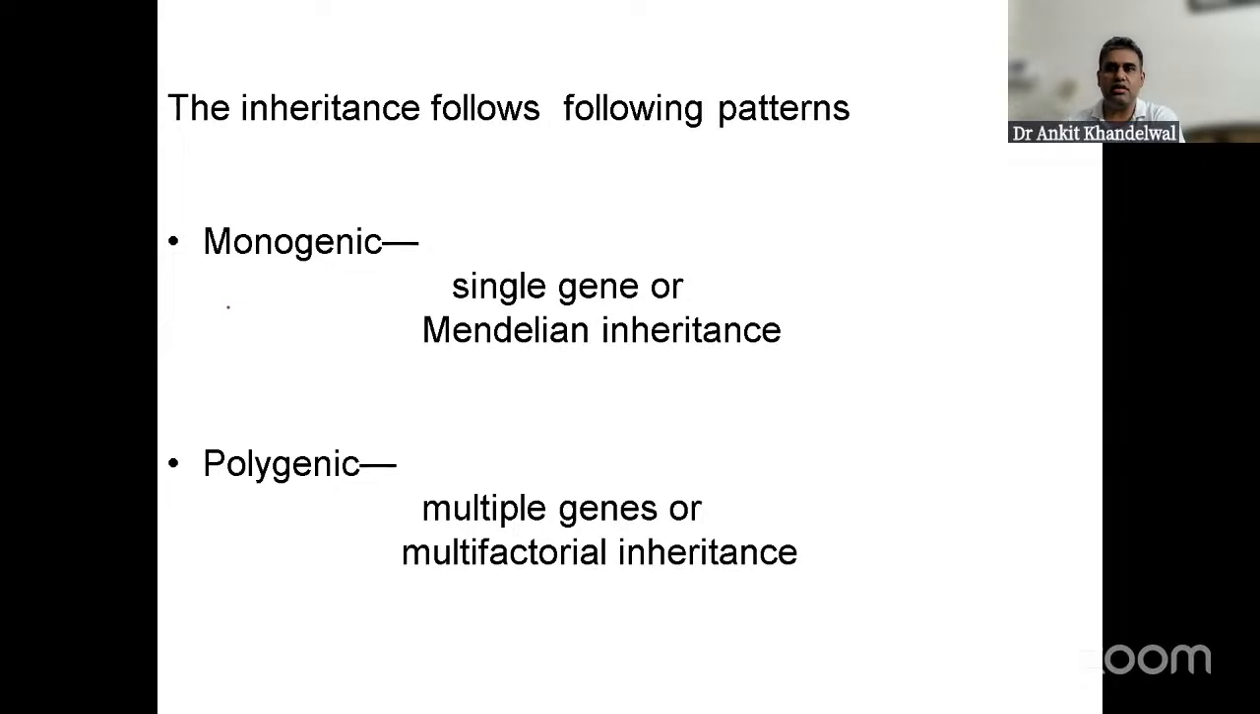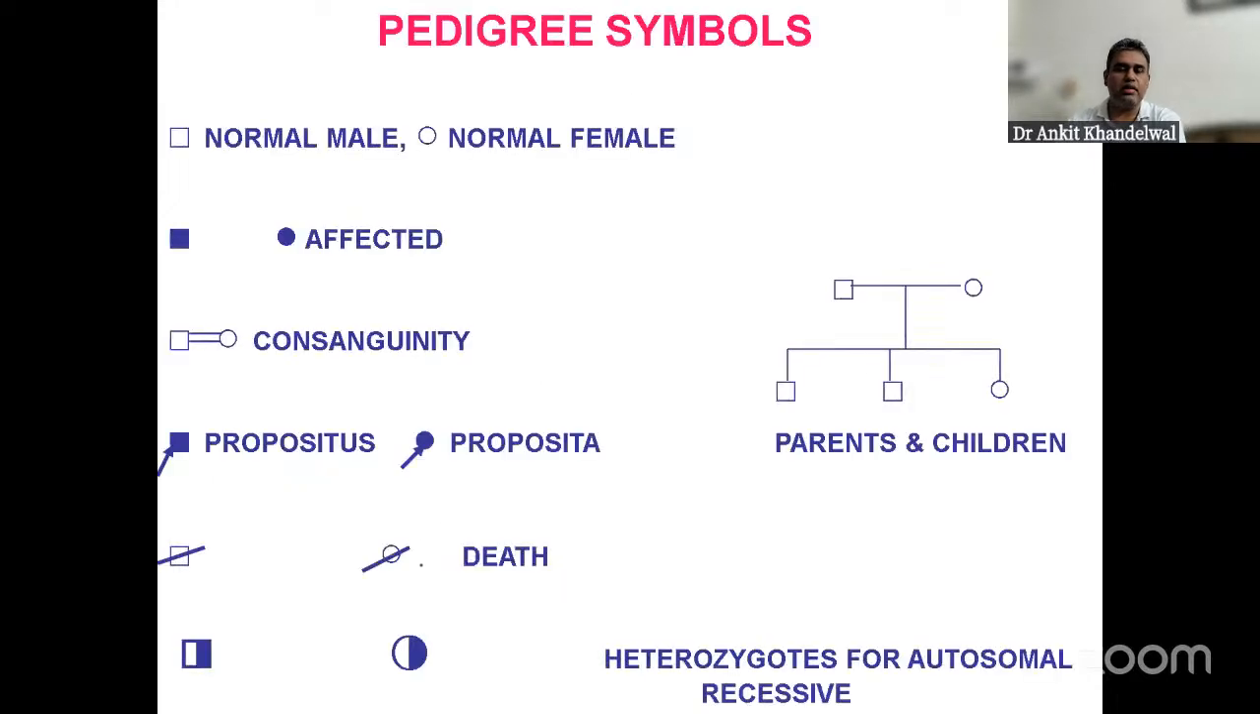So inheritance follows the following patterns. We have a monogenic inheritance and we have a polygenic inheritance. If you remember the previous session, we discussed an MCQ also on polygenic inheritance. So monogenic is obviously single gene, and it is, as we all know from school time, the Mendelian inheritance. Mendel's laws are applied over here. The polygenic inheritance is a multifactorial inheritance. Obviously, the name goes with polygenic.